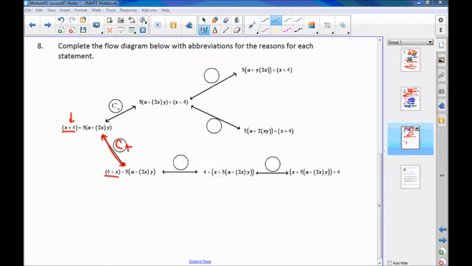Okay. Second step here. Let's see what happened. We have 4 plus x plus 5 times a whole bunch of stuff, and now we have 4 plus x plus 5 times a whole bunch of stuff.